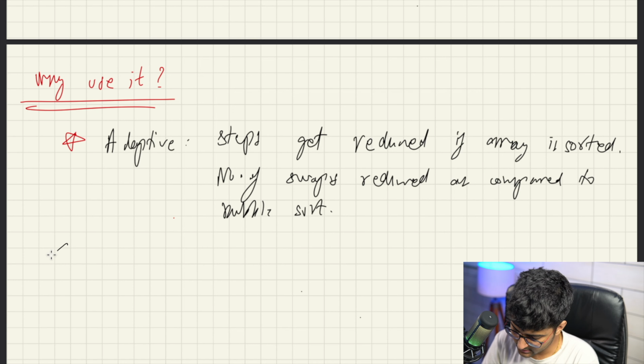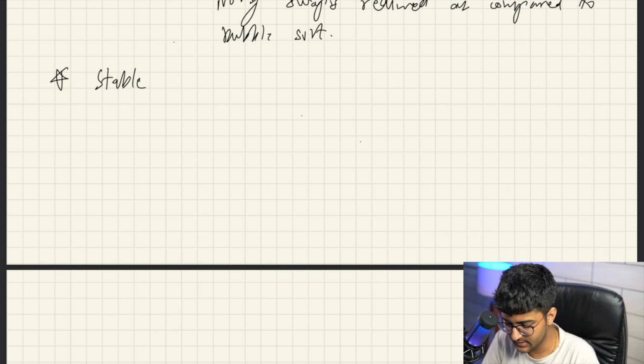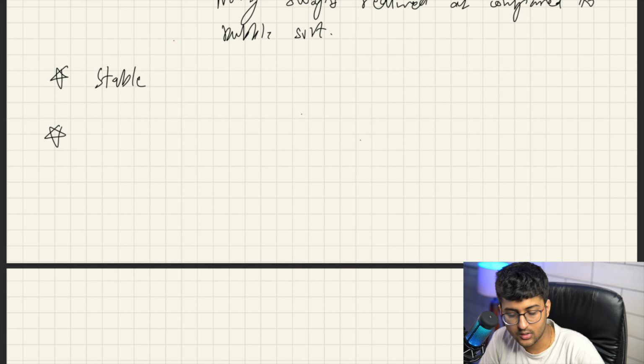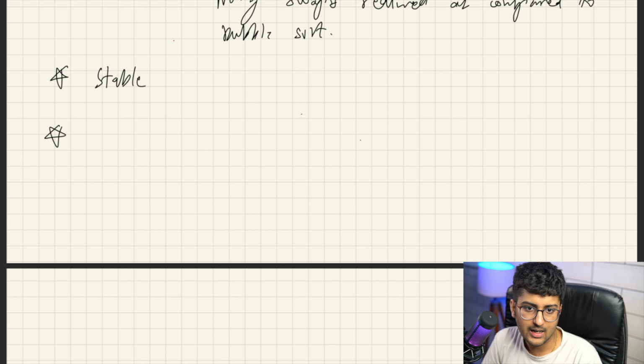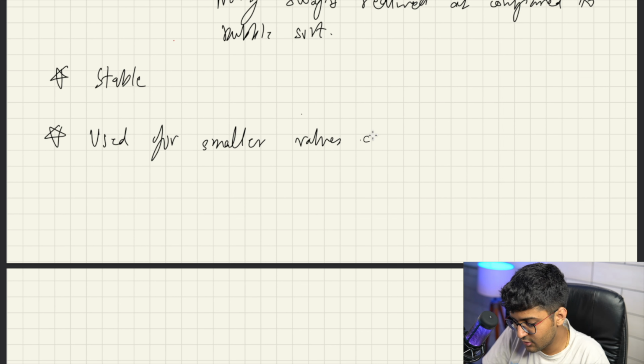Another advantage is that it's stable. We already covered what is stable in the bubble sort algorithm, so if you want to learn about what stable sorting is, check out the bubble sort video. Everything we have covered there. It's also used for smaller values of n.